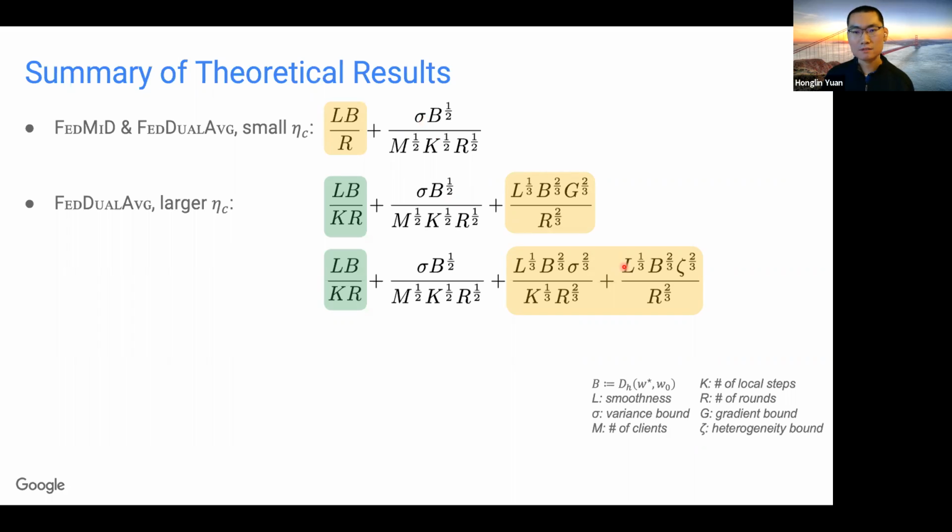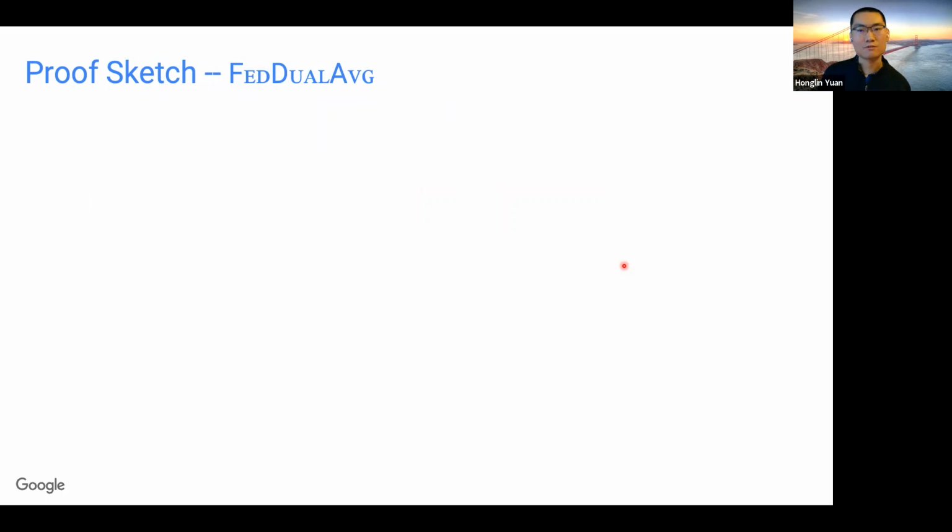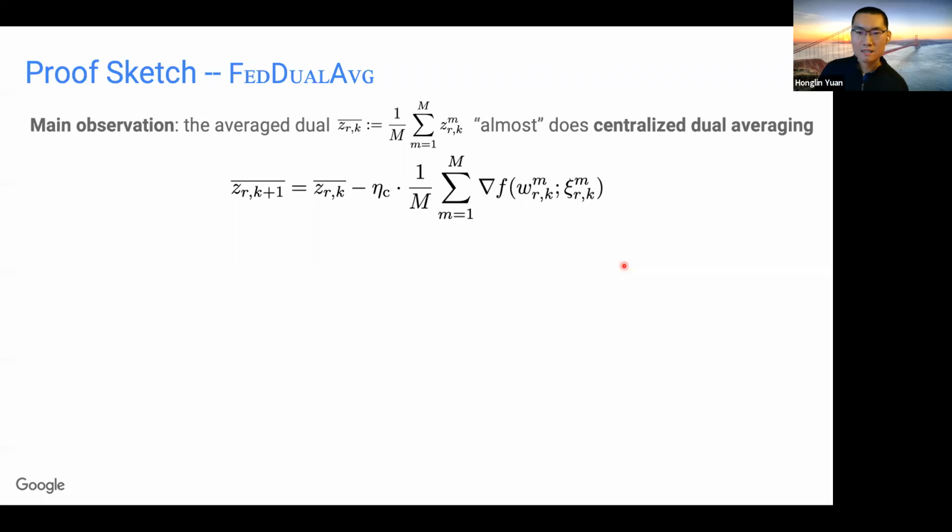Okay, so we are going to quickly go through the proof sketch of federated dual averaging. This proof sketch will cover the last two theorems on federated dual averaging with unit server learning rate. The main observation here is that if you consider the average dual state, where you average all the clients, this term is almost doing a centralized dual averaging of this form. So ideally, you want to evaluate this as the primal mirror of the ZRK. But because you are doing a local version of the dual averaging, you can only evaluate at this client version. So this one has a reduced variance, but it is a biased stochastic gradient estimator.